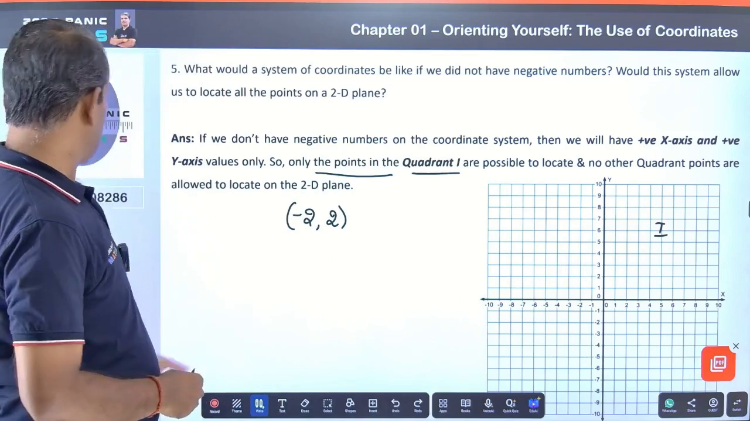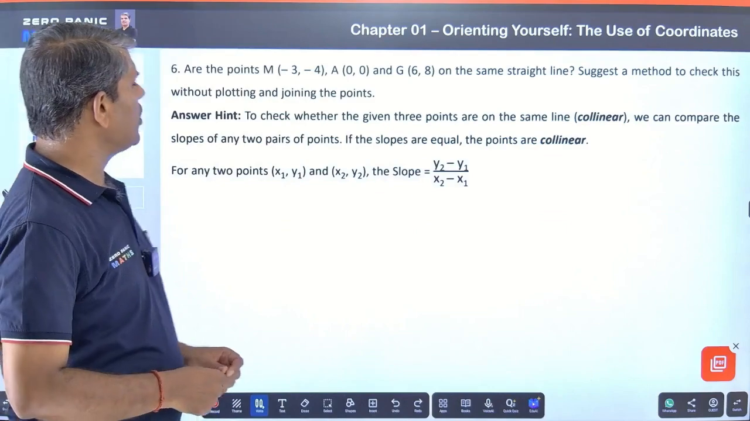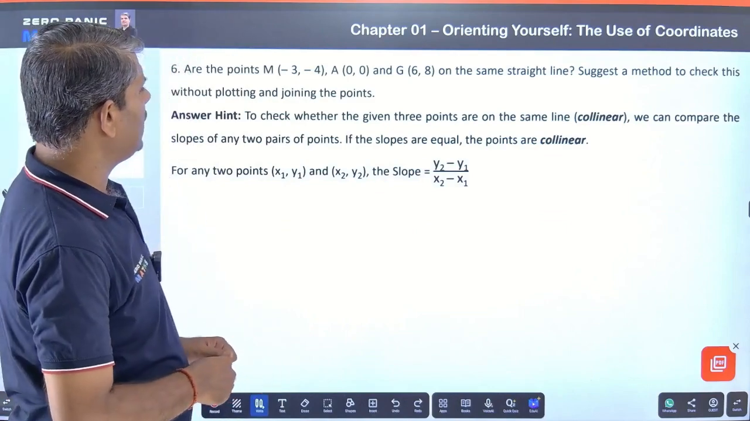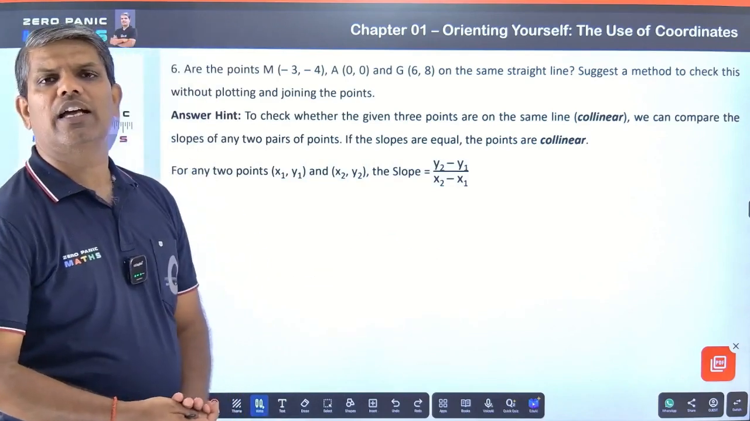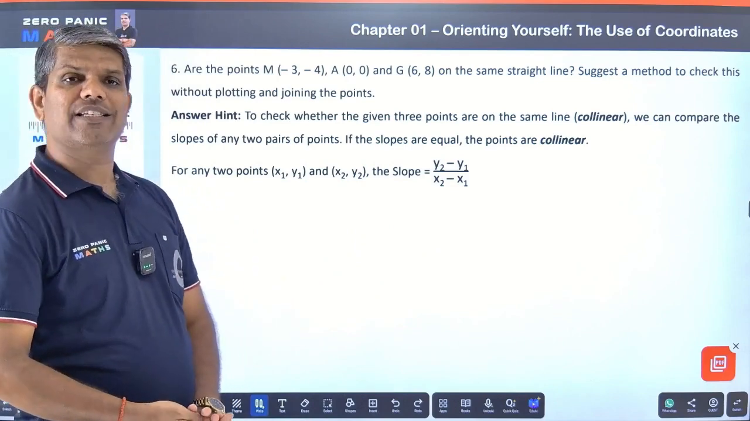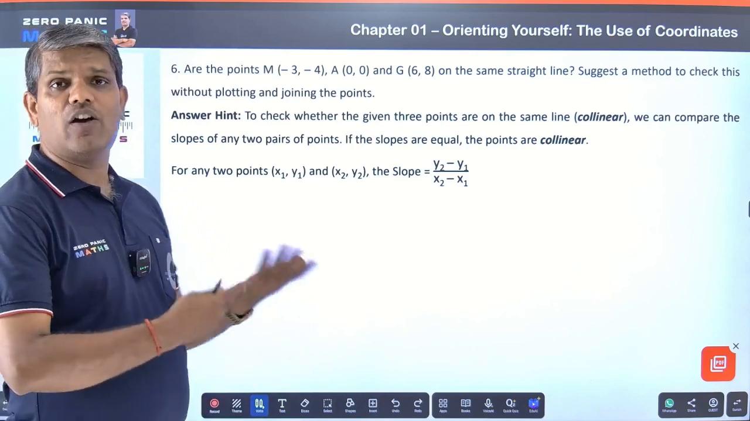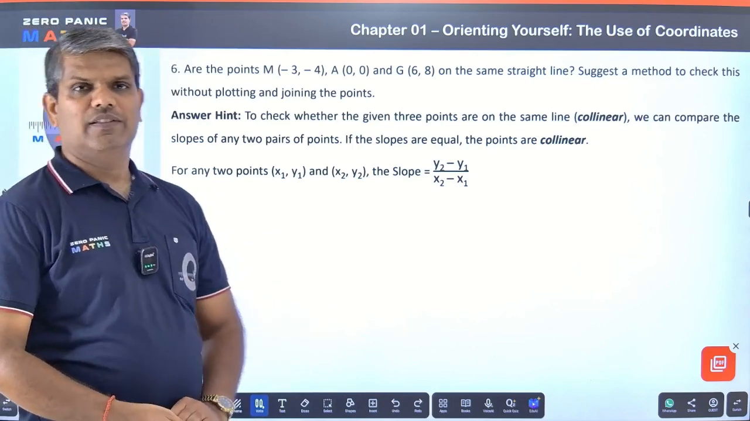Now let us see the next question. The next question is about a different formula. We will see this problem and the remaining problems of the end of chapter exercises in the next session. Okay, thank you.